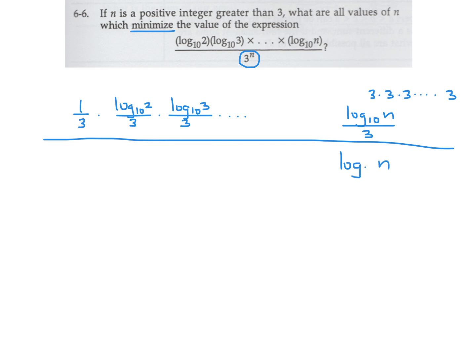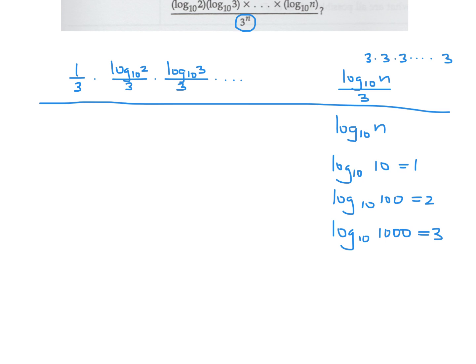Log of something to the base 10. Okay, so that's what I have to concentrate on. Well, let's see. If n is 10, this would be equal to 1. If n is 100, this would be equal to 2. Basic log rules, right? If n is 1,000, this would be 3. And so on. So I can draw some conclusions here. The conclusions I can draw are that the log of something to the base 10 is less than 1 if n is less than 10. Okay. Is that right? Yeah, I think so.